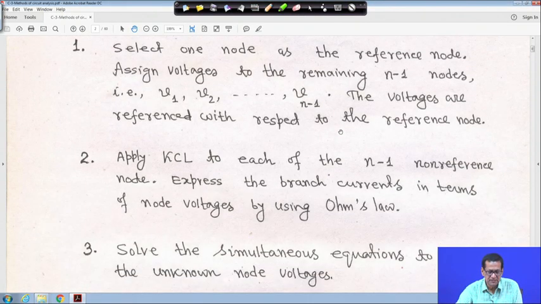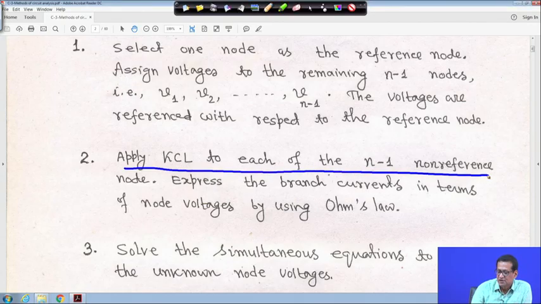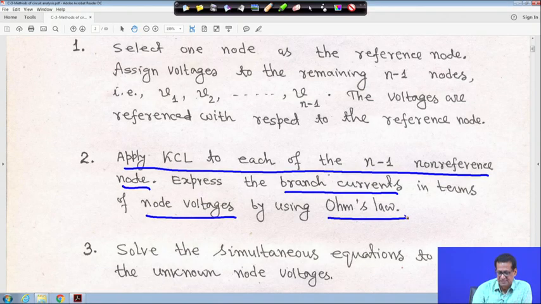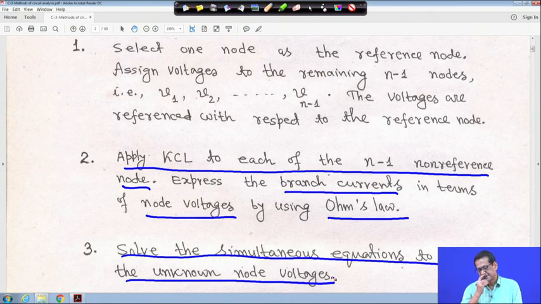Next, apply KCL to each of the n minus 1 non reference nodes. You have to express the branch currents in terms of node voltages by using Ohm's law. This is the second step. In the third step, you have to solve the simultaneous equations to obtain the unknown node voltages. You will get those equations in terms of node voltages, then solve them. So this is node voltage analysis without any voltage source.